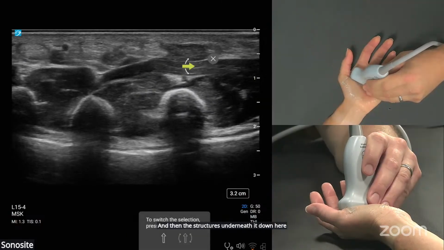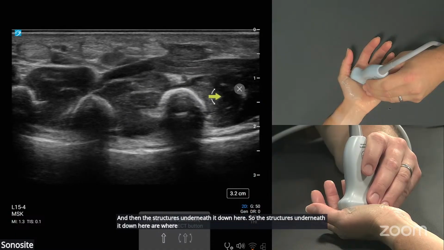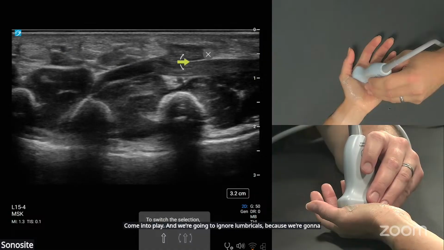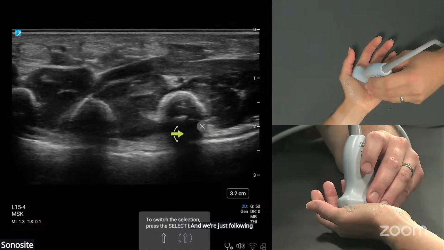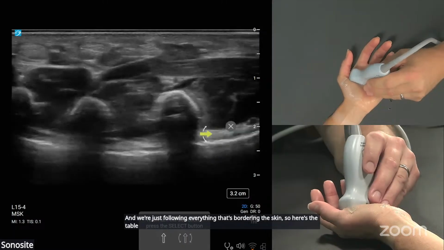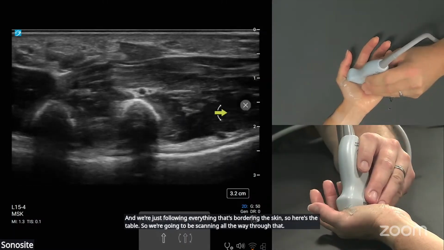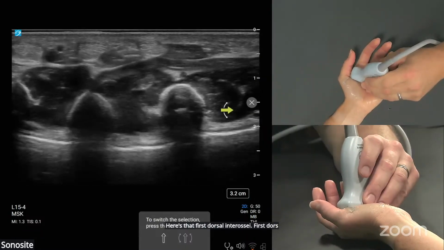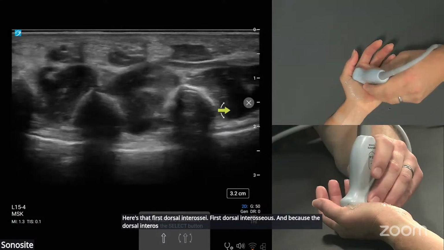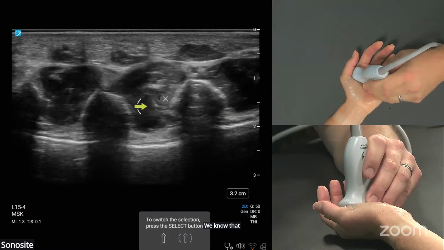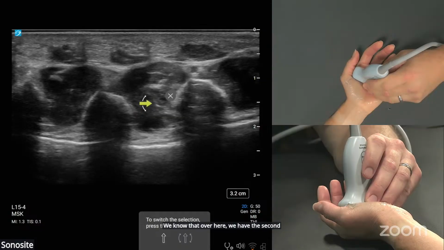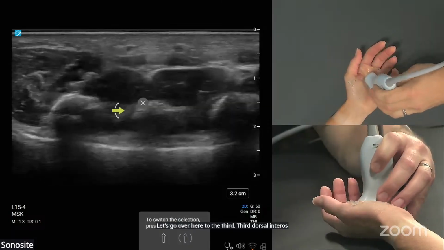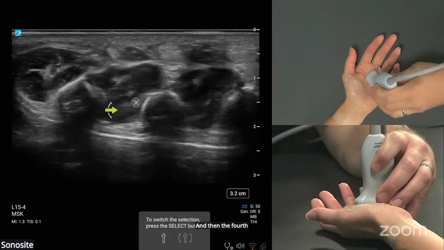So the structures underneath it down here are where your interossei come into play. And we're going to ignore lumbricals because we're going to do those last. And we're just following everything that's bordering the skin. So here's the table. So we're going to be scanning all the way through that. Here's that first dorsal interosseous. And because the dorsal interosseous occupy each web, we know that over here we have the second dorsal interosseous. Let's go over here to the third dorsal interosseous, and then the fourth dorsal interosseous.